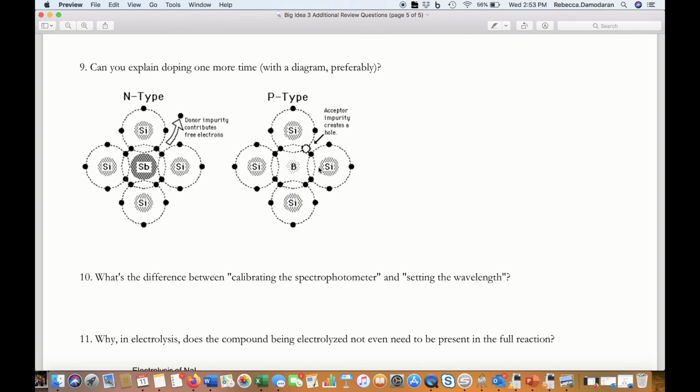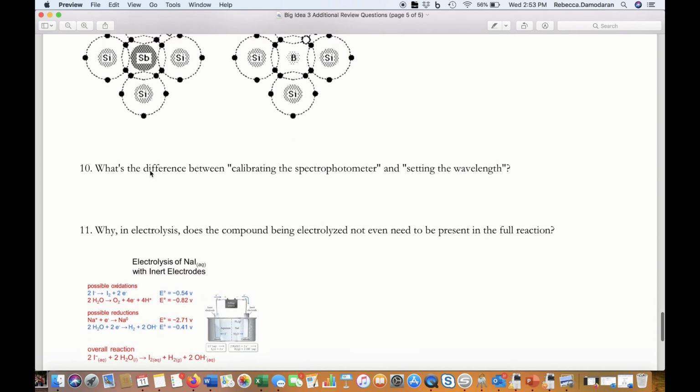For P-type doping, you're adding an element that has 1 fewer, so it creates a hole. So now it can actually accept electrons and help to promote the conducting of electricity. Okay, so the whole point of doping, again, is to increase the conductivity of an atom.